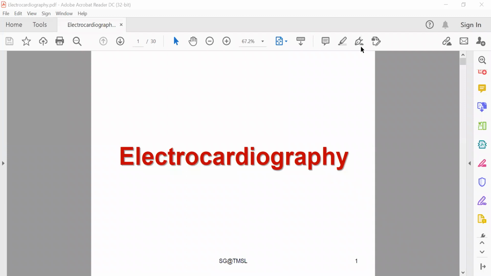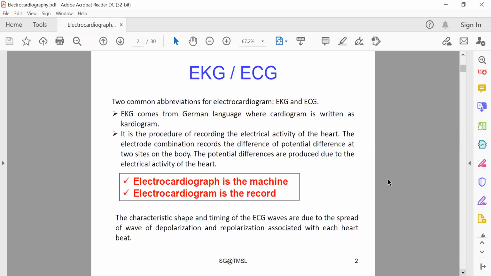Electrocardiography. It is called by the common abbreviation either EKG or ECG. EKG is the German version, written as Kardiogram, and most of the people here use ECG. Okay, so basically it is the procedure of recording the electrical activity of the heart.